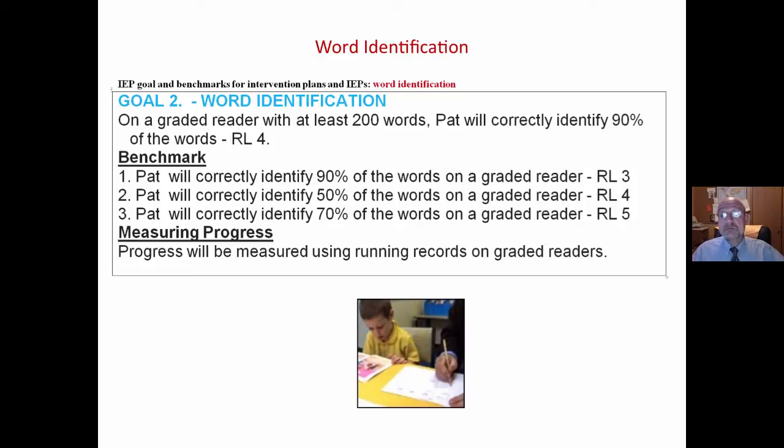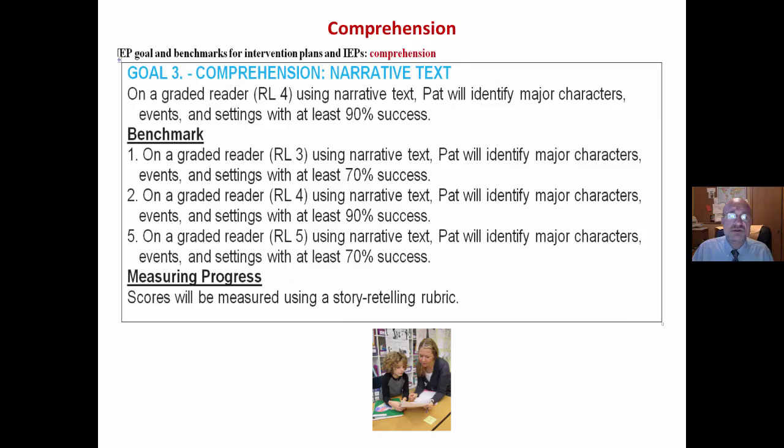If word identification is an issue, a goal specifically related to that. On a graded reader, Pat will correctly identify 90% of the words on reading level 4. Simple, simple, simple. Benchmark leading up to that. Progress monitored using running records, where you simply identify the number of miscued words and find the percentage.